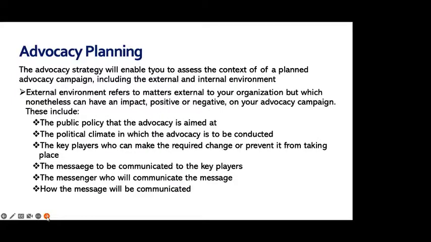Still talking about advocacy planning. The advocacy strategy will enable you to assess the context of a planned advocacy campaign, including the external and internal environment. So part of the planning basically is to scan or to analyze or assess the context, that is the environment where your advocacy campaign will be carried out.